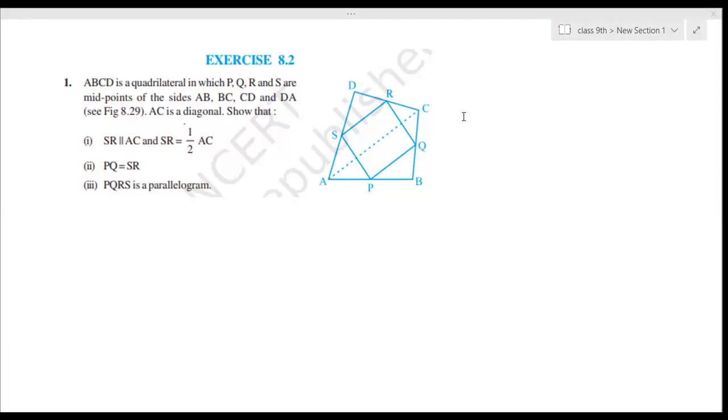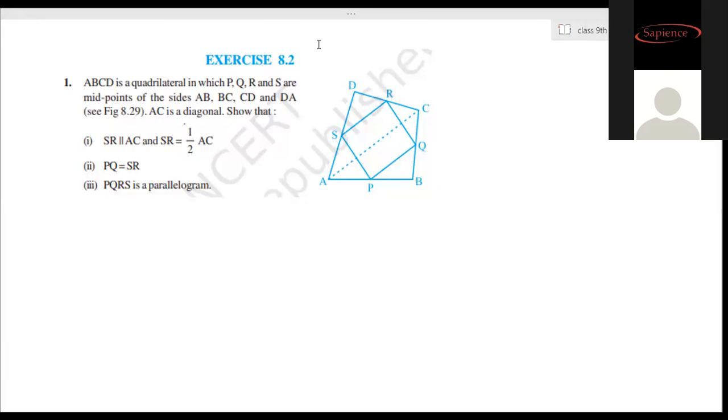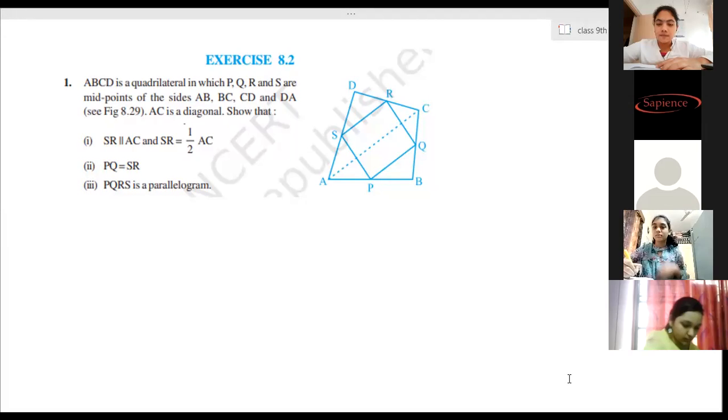Okay. So here, exercise 8.2, we have to start based on the midpoint theorem. So show on video. Switch on video, everyone. Daphne, can you tell me what is the midpoint theorem?